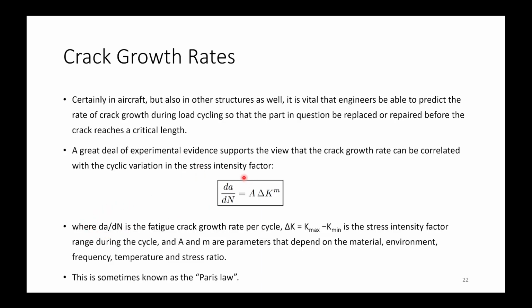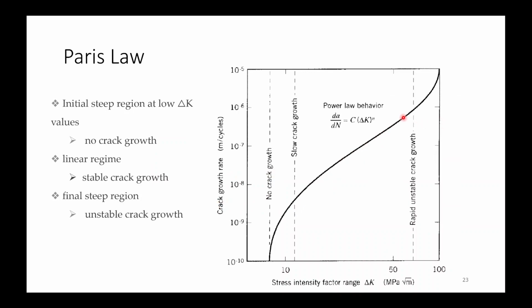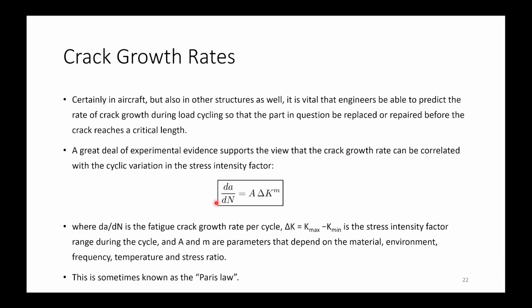But here, this is the formula that is followed in the linear part of this curve. So how crack growth varies with stress intensity. So this part is given by Paris law. So this is da/dN, which is the change in your crack length with the number of cycles. And A and m are constants which depend on the material, and delta K is your stress intensity factor range, which is K max minus K min.